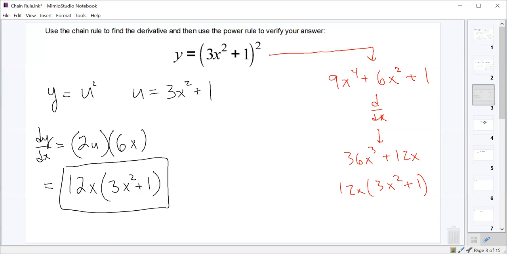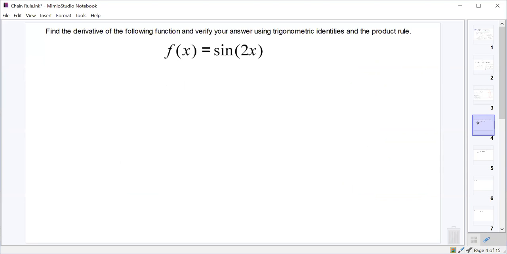All right, let's do another one, another simple one, and then see if we can verify it using a trig identity. So what piece of this makes it a composite function? It's the fact that it's got a 2x instead of x. It's got the 2x, right?